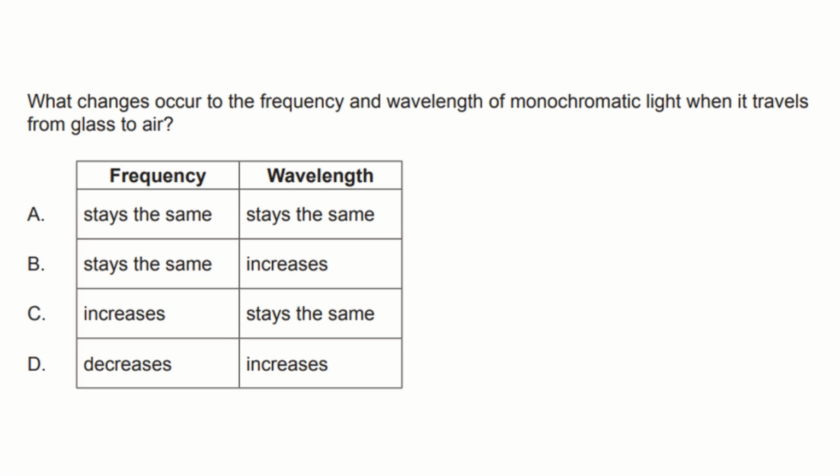Okay, here we have a combination table. It's a common question, this one, all about what happens to the frequency and the wavelength of monochromatic light when it travels from glass to air. So have a look, and then when you're ready, watch the explanation.